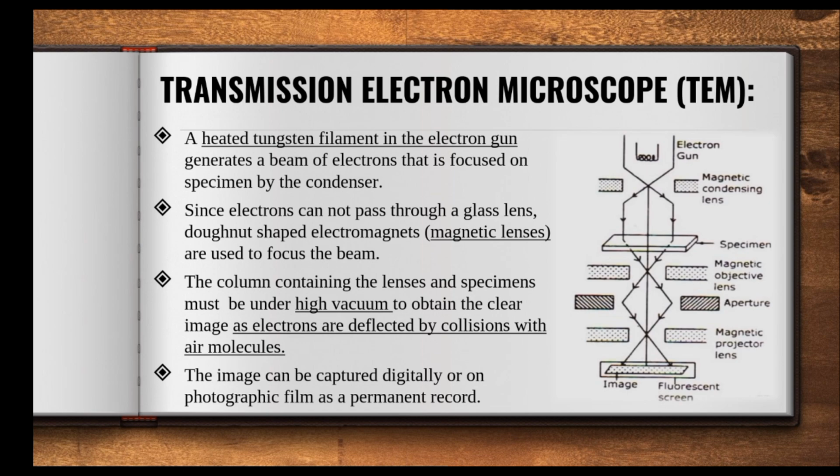Transmission electron microscope. A heated tungsten filament in the electron gun generates a beam of electrons that is focused on a specimen by a condenser. Since electrons cannot pass through a glass lens, donut-shaped electromagnets, its magnetic lenses, are used to focus the beam. The column containing the lenses and specimens must be under high vacuum to obtain a clear image, as electrons are deflected by collision with air molecules. The image can be captured digitally or on photographic film as a permanent record.